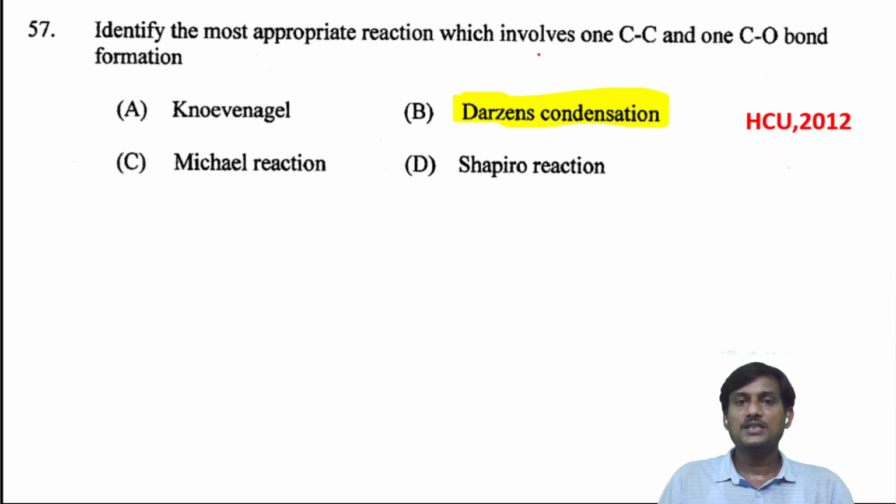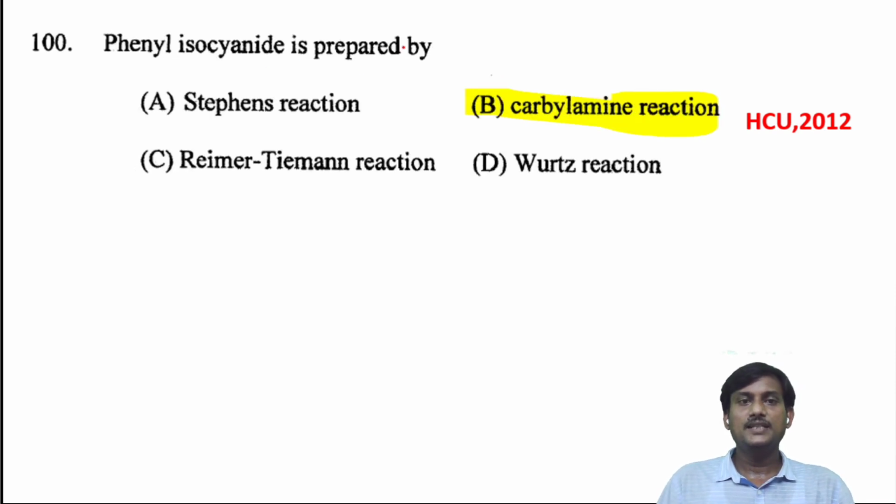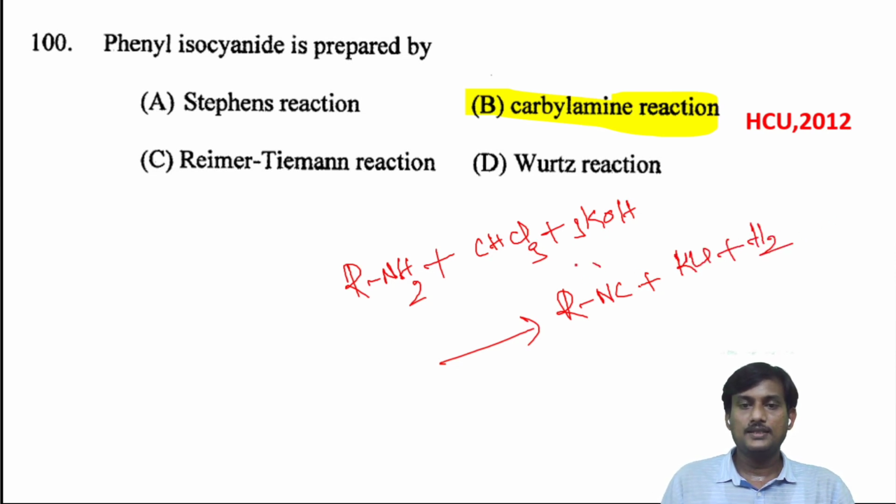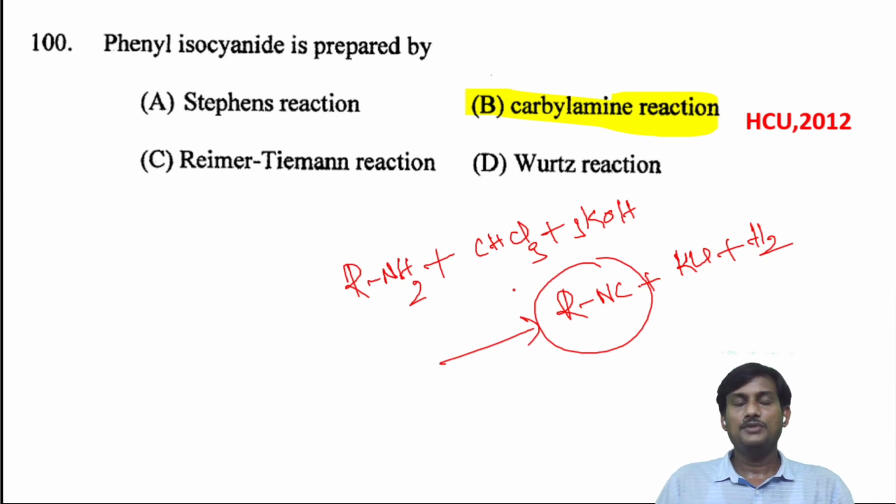Identify the most appropriate reaction which involves one C-C bond and one C-O bond formation. Already this question was asked. It's a Dodgen's conjugation reaction. Phenyl isocyanide is prepared by... It's the carbylamine test. In the carbylamine test, when you treat primary amines with chloroform and KOH, there is a formation of isocyanide, and there is a formation of KCl and water. Phenyl isocyanide can be prepared by the carbylamine reaction.